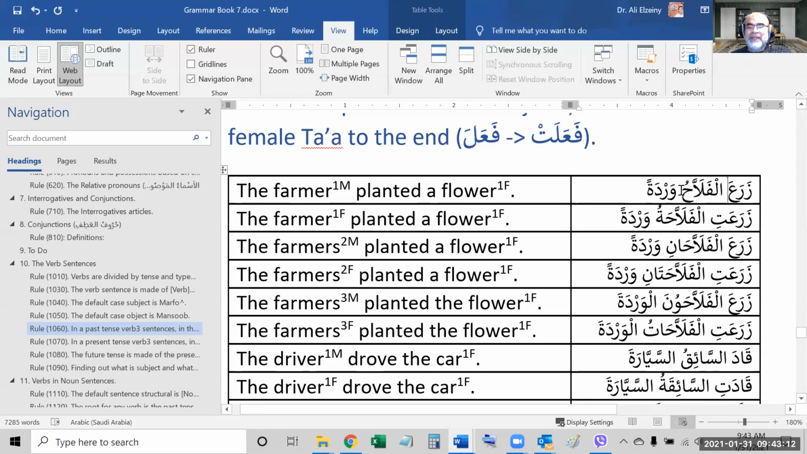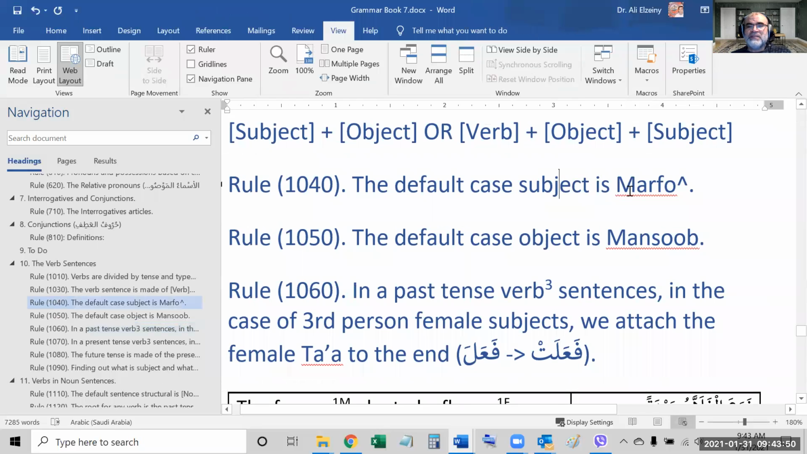الفلاح, the farmer. Now الفلاح is the subject. زرع is the past tense verb. الفلاح is the subject. Okay? And the subject is always مرفوع. Actually, the default case of subject is مرفوع. So that's why you see a ضمة here. You say why مرفوع here? You put a ضمة because it's مرفوع. Can we put a فتحة or كسرة? No, it has to be الفلاح with ضمة. Why? Because it's مرفوع. The default case for the subject is مرفوع.